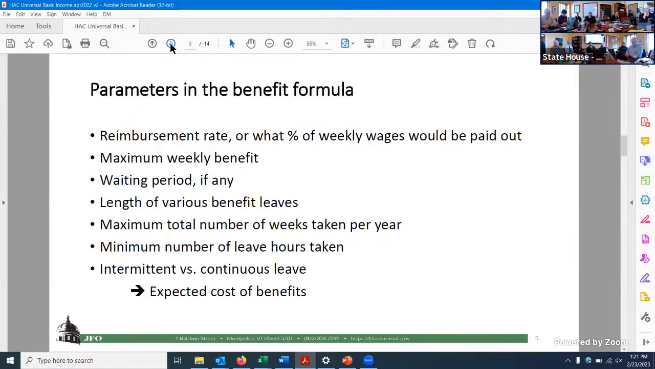Okay, let's talk about some of the parameters in the benefit formula. The first big one is what's the reimbursement rate, or what percent of weekly wages would be paid out. Currently in age 66, it's 100%, and we'll talk a little bit more about that in a few minutes. The question is, what's the maximum weekly benefit? And right now it's set at the statewide average weekly wage. That is something that the Department of Labor calculates every year and publishes, so it will be known. Right now, the maximum weekly benefit is 1,000.